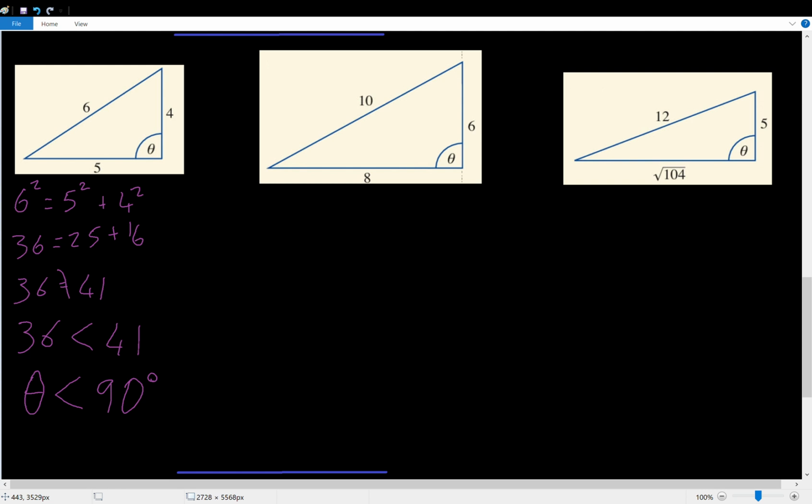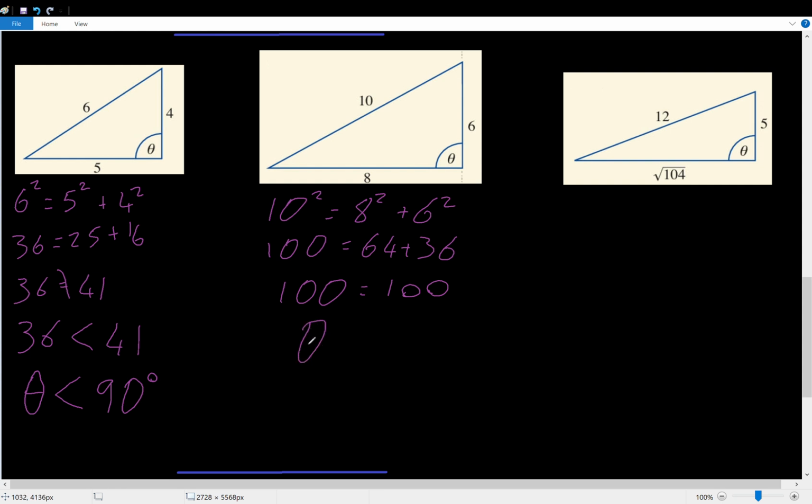Let's try this again with the second triangle. This time around, our hypotenuse, if it is a hypotenuse, is going to be 10. So we have 10 squared. And that's going to be equal to 8 squared plus 6 squared. Which means we get 100 is equal to 64 plus 36. So we get 100 is equal to 100, which it is. Which means that in this case, theta is equal to 90 degrees.